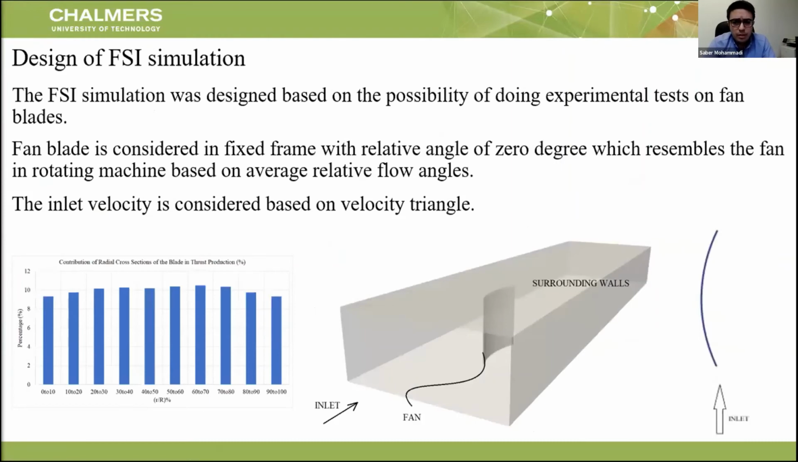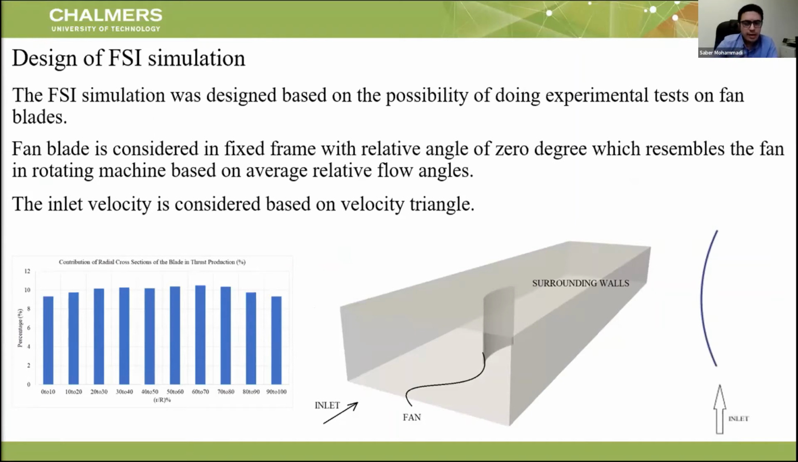The aim of this research is to study the FSI behavior of a fan blade and validate the result using experimental tests. Therefore, we need to design a setup to be able to implement both numerically and experimentally. So we needed to consider the fan blade in a fixed frame to be able to achieve all our goals.